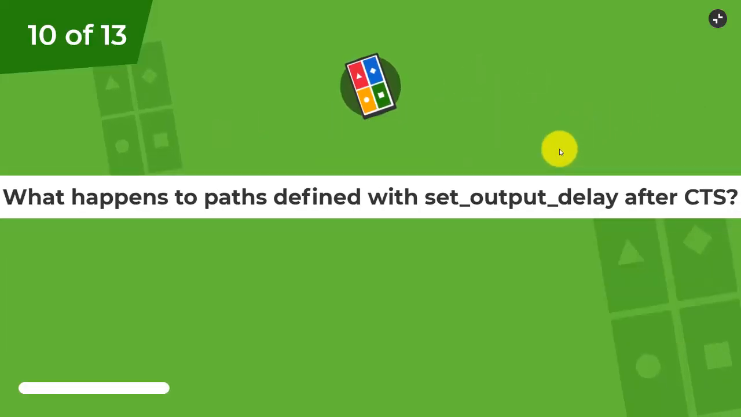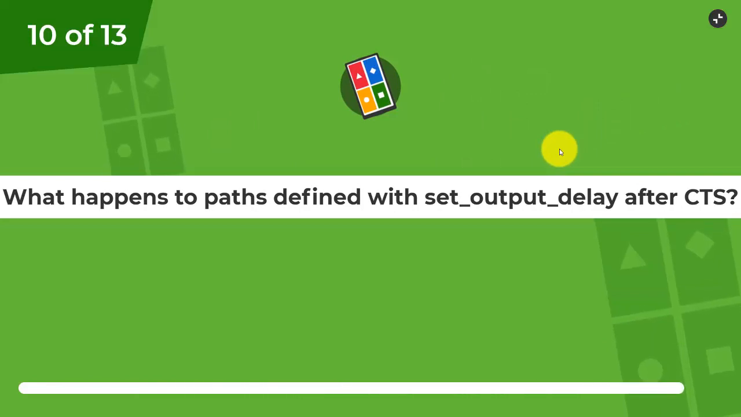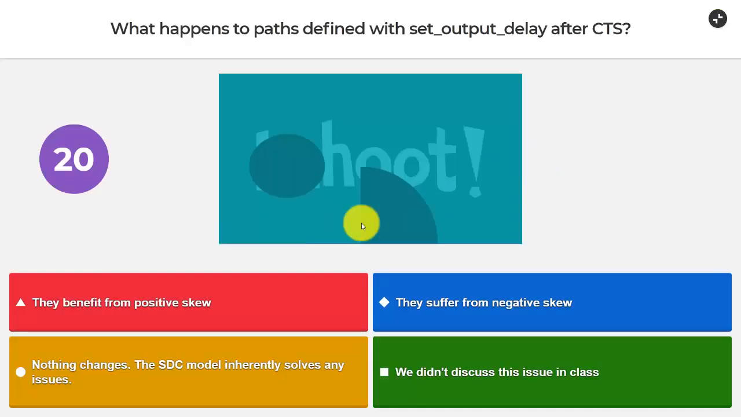Okay, question number 10. What happens to paths defined with set output delay after CTS? They benefit from positive skew. They suffer from negative skew. Nothing changes, the SDC inherently solves issues. We didn't discuss this issue in class.